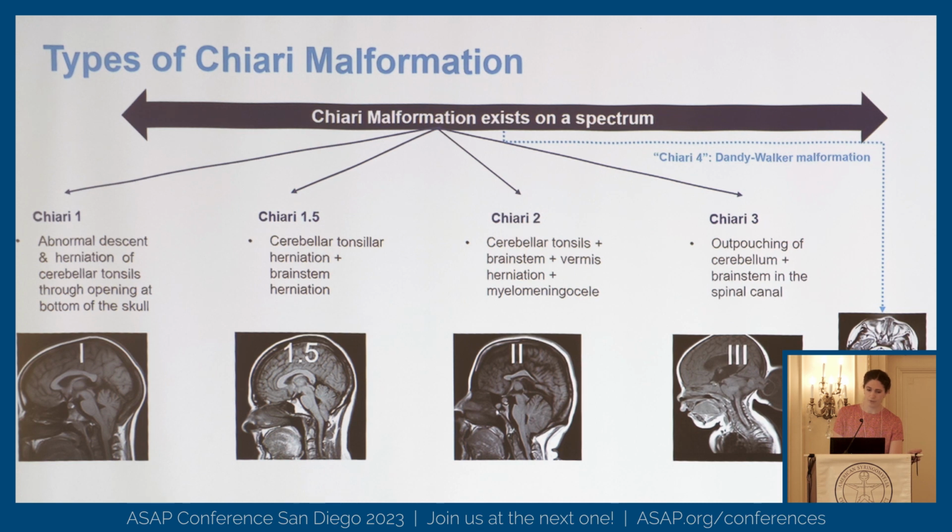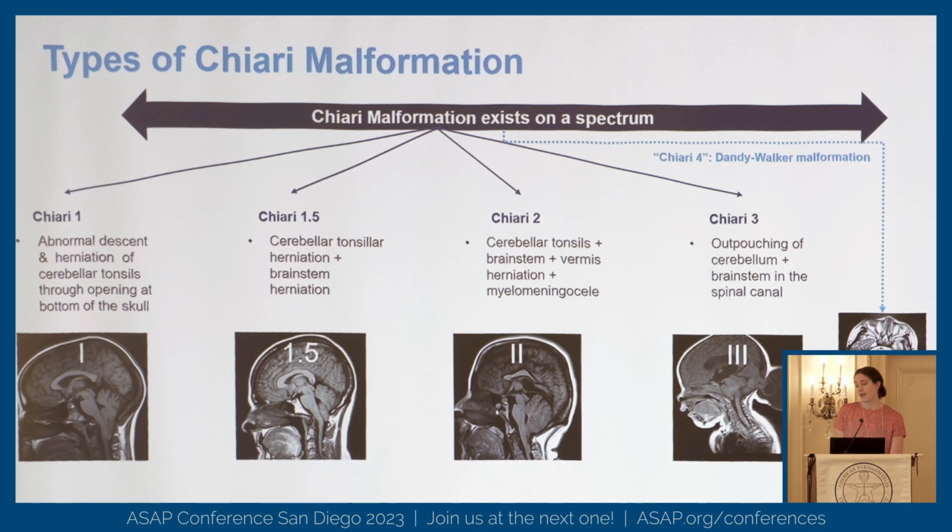The two most important ones, or the two most common presentations, are going to be the Chiari 1 and the Chiari 2. So Chiari 1 is what most people in the population are familiar with. This is the abnormal descent and herniation of the cerebellar tonsils through an opening at the bottom of the skull, which is called the foramen magnum. So I know it's really tiny on the screen, but you can see the cerebellum is just dipping below the skull base, causing some crowding of that space at the foramen magnum.